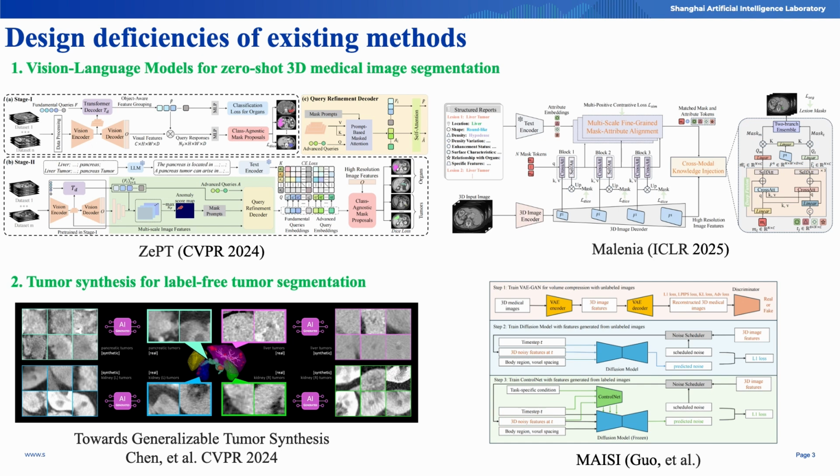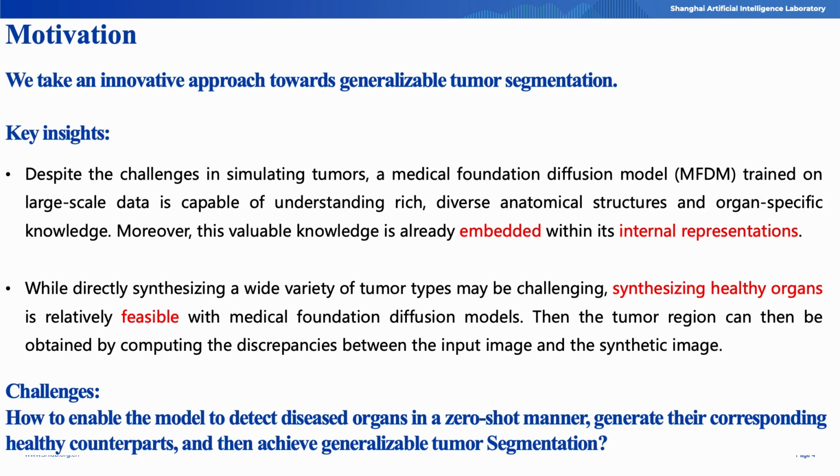Another promising direction towards generalizable tumor segmentation is tumor synthesis, which enables label-free tumor segmentation by creating artificial yet realistic medical images. However, current tumor synthesis methods are unable to encompass all tumor types, as simulating tumors with irregular shapes or those not encountered during diffusion model training poses significant challenges. Motivated by the above challenges, we take an innovative approach towards generalizable tumor segmentation.